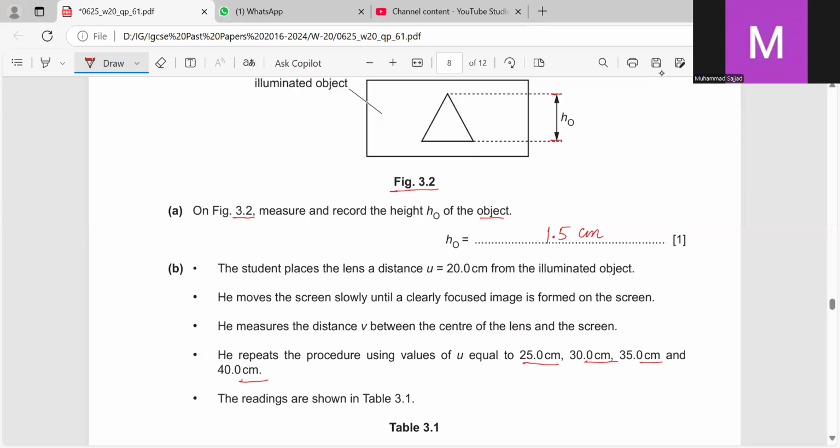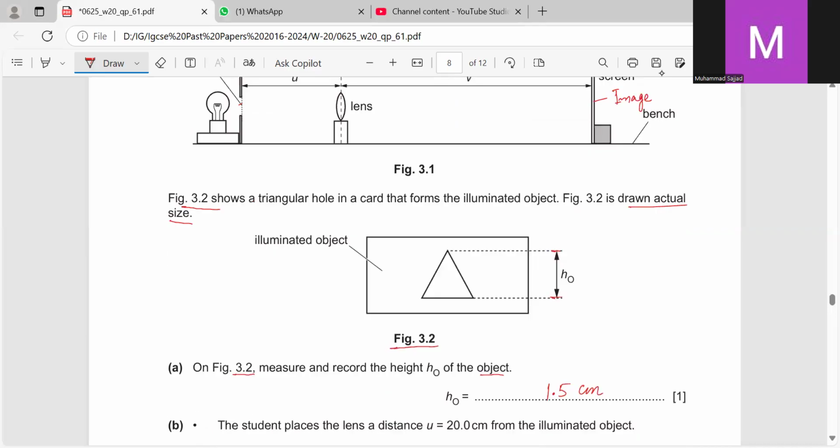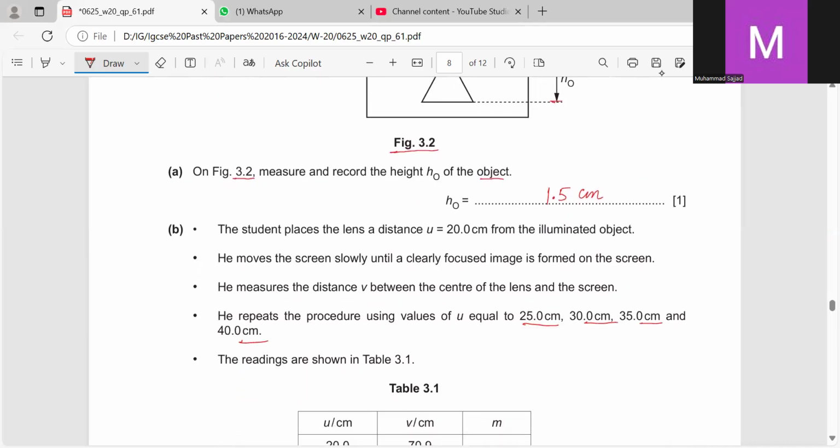Then the student places the lens a distance u equal to 20 centimeters from the illuminated object, as shown here in the beginning. u in the beginning is 20 centimeters. He moves the screen slowly until a clearly focused image is formed on the screen. When the image is formed on the screen, it means it is a real image. The definition of a real image is that it is an image which can be formed on a screen. He measures the distance v between the center of the lens and the screen.